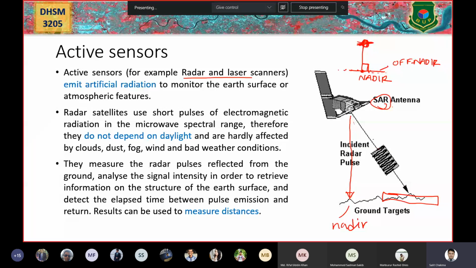So, just like the sonar technology, based on the time difference between when the signal was sent or emitted and when it is received, you can calculate the distance between the object that you have detected and the sensor that is detecting the signals. Okay, so you can measure the distances, and this is very important.